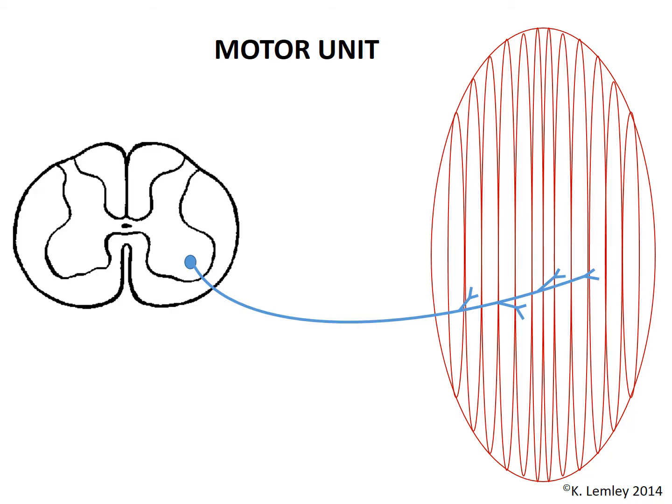Here's a picture of what a motor unit looks like. So we have a single voluntary motor neuron. Its cell body is located in the ventral horn, and you can see that when it gets to the muscle, it's innervating, in this case, 4 muscle fibers. Together, that single motor neuron and those 4 muscle fibers make up the motor unit.